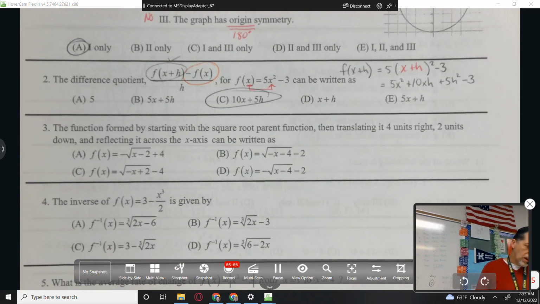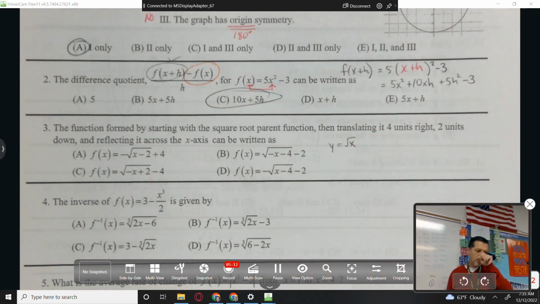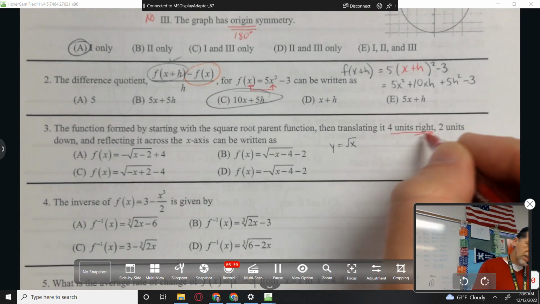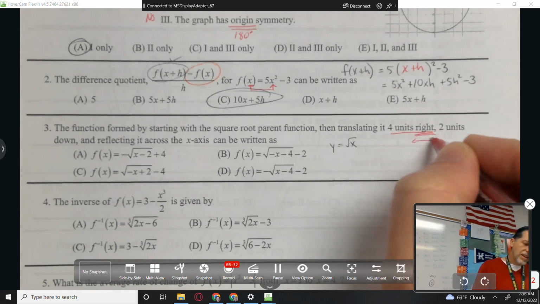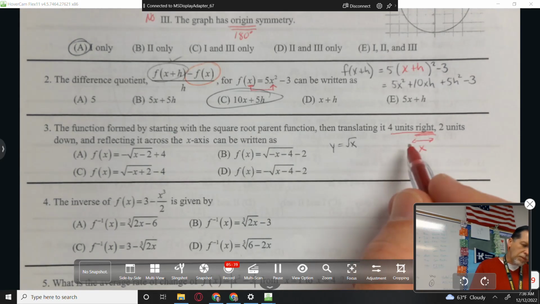Number 3. The function formed by starting with the square root parent function. Oh, this should be an easy one. We're usually pretty good at this. 4 units right. So how do I accomplish 4 units right? What variable changes? Well, right is left and right, so it's x. So it needs to be inside there with x, and it's x minus 4.